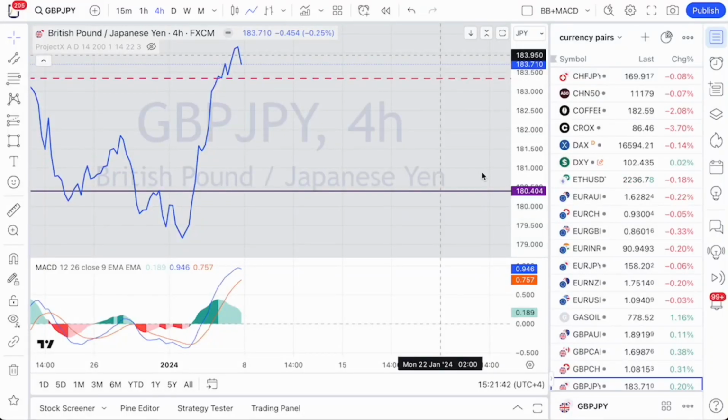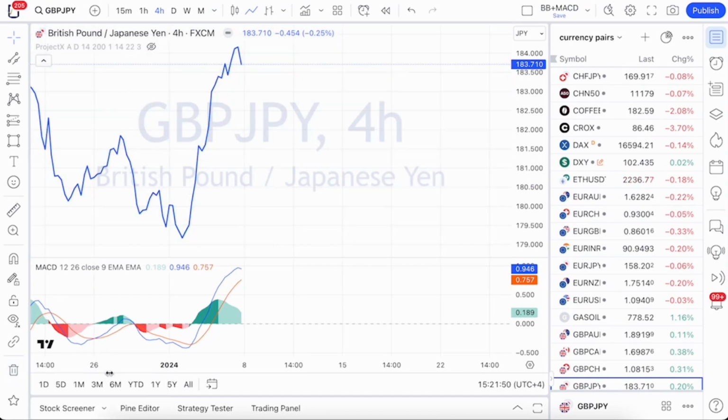So let's start recording the weekly technical analysis video, and the first instrument is GBPJPY. I'll delete all my existing drawings from the chart and I'll start from the monthly time frame.